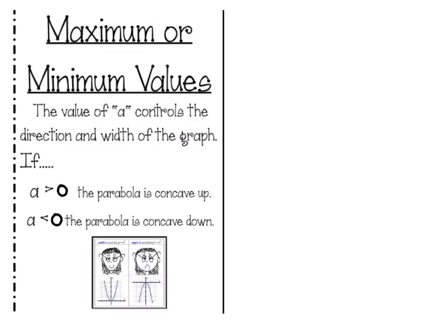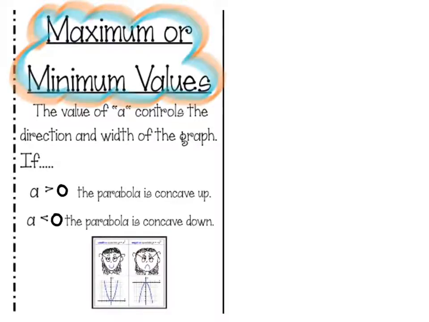Alright, next what we're going to do is take a look at maximum or minimum values. And I need for you to make this slight change in your notes. It was a typo, so I apologize for that. At any rate, every parabola has a maximum or minimum value. If you think about the U-shaped curve of it, depending on the direction in which it's turned, it will either have a maximum or a minimum. And this is controlled by the value of a. Remember, a controls the direction.